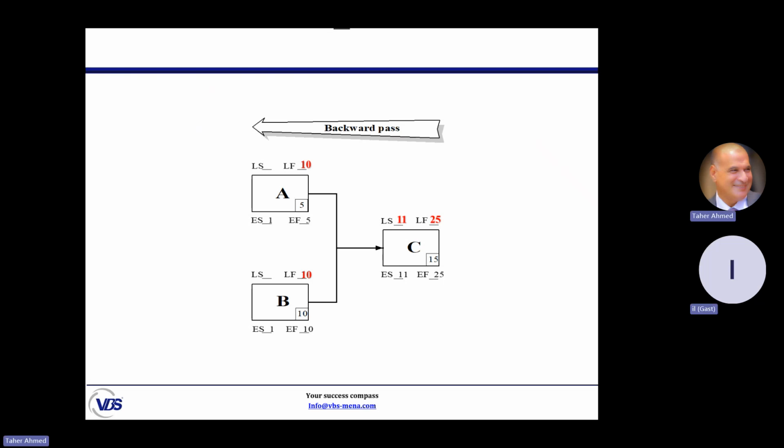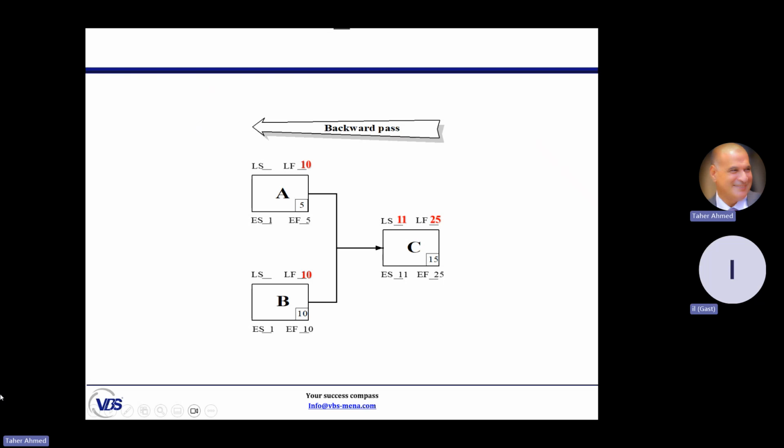Again, C can have a late start of day 11. So the predecessor activity can finish on which day? The day before the late start of activity C. The late start of activity C is day number 11, so the day before is day number 10. Both A and B can be finished on day number 10.